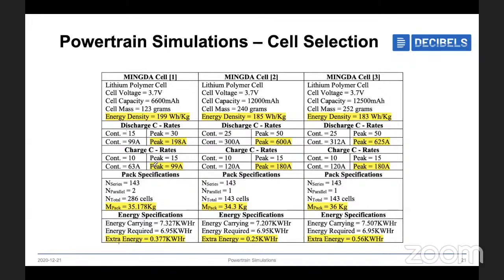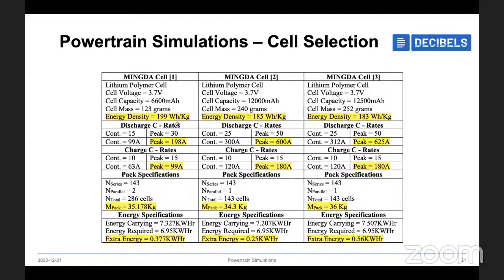And if you come to charge rates, it can take only 99 amps, but if in your powertrain simulations you are getting 150 amps, this cell can't take more than 99 amps. Okay, and continuously it can take only 63 amps. So based on all these parameters, you have to select your cell. And also an important thing is mass.